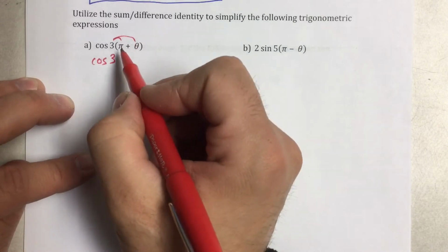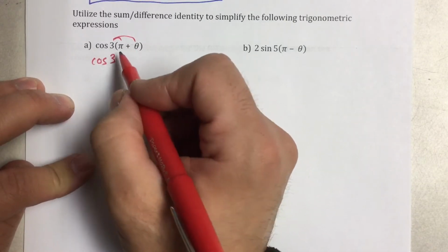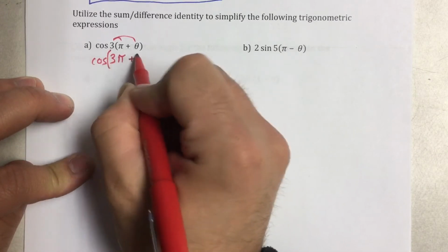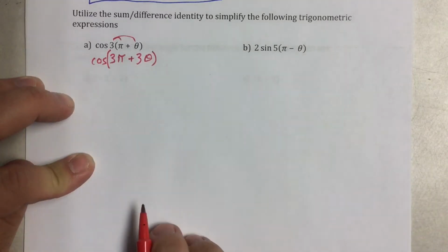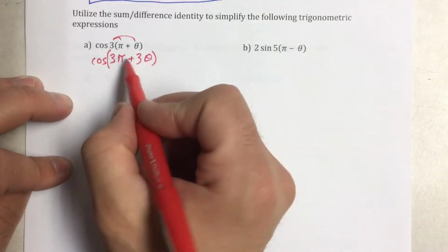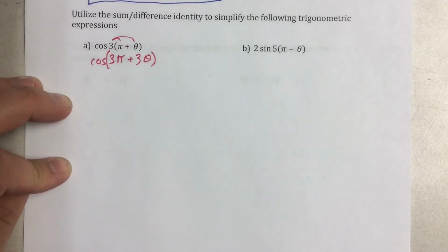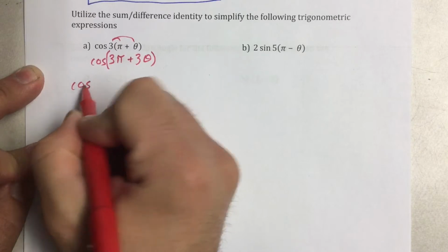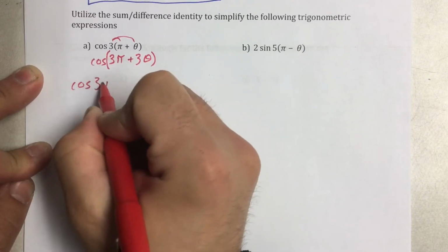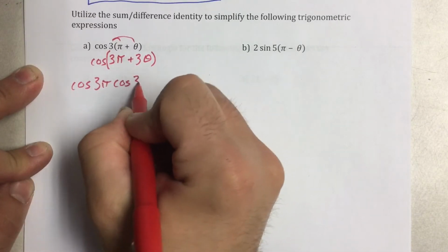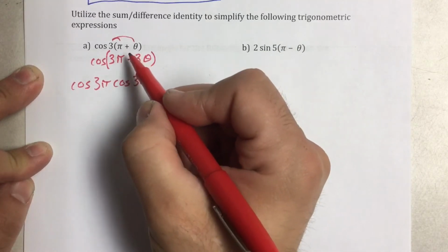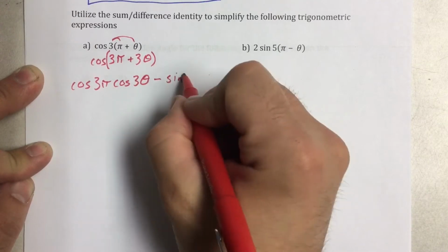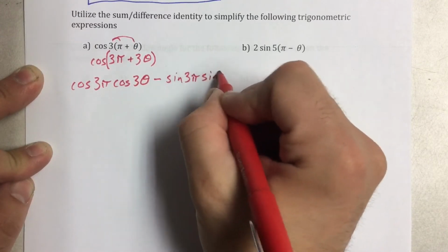This really isn't optional. You have to distribute the 3. So we have cosine of 3 pi plus 3 theta. Now this is a sum. The identity for cosine of a sum is cosine, cosine, sine, sine. So cosine of the first angle, cosine of the second angle. Since I have a sum here, the sign changes: sine of the first, sine of the second.